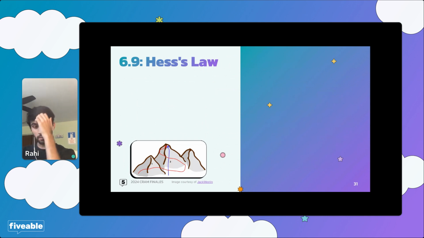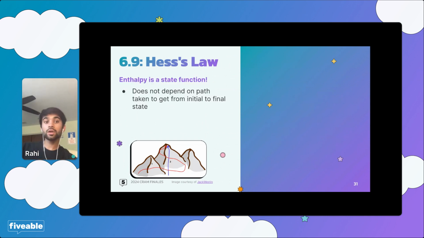All right. Let's talk about Hess's law. Hess's law uses enthalpy, and it's reliant on the fact that enthalpy is what we call a state function. What does that mean? State function basically means that you're only looking at the beginning and the ending result. Delta H is a change. We don't care about the path taken to get from the initial to the final state. We just care that there is a beginning and an end, and that's what we subtract. We subtract the end from the beginning in order to find the overall delta H.